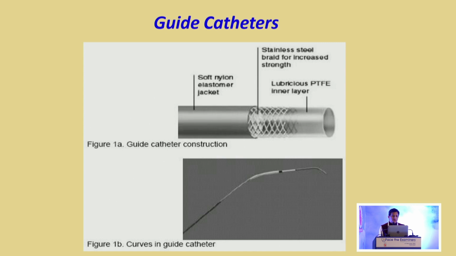Again, the basic design of it, usually there are 3 things: lubricious, the innermost coat, then stainless steel, which actually makes the braiding, and then the outer soft nylon. So this is the difference between the diagnostic and guide: in the diagnostic the braiding is not there, so the support is less. And again, there is usually a primary curve and a secondary curve, and normally you say JL 3.5, 4, 4.5. What does it mean? Any idea?